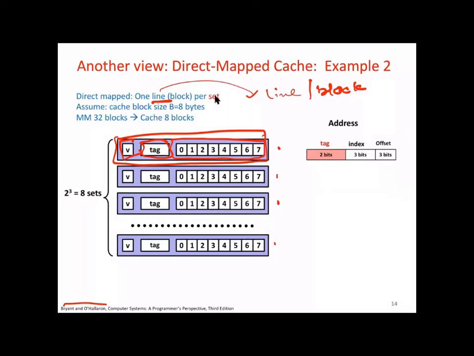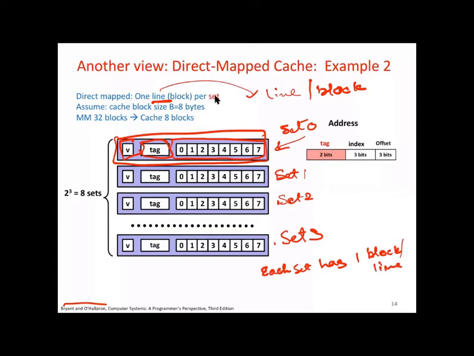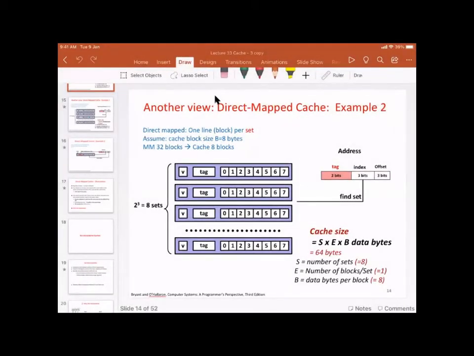Each block we should also call a set. We can say set 0, set 1, set 2, set 3. Now each set here has only one block or one line, whatever you may want to call it. So this mapping is clear to you?